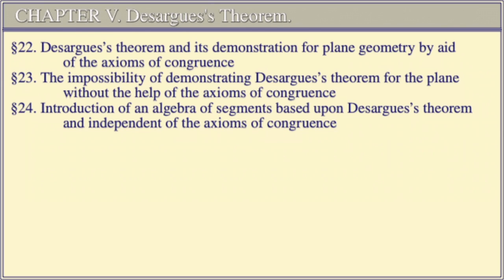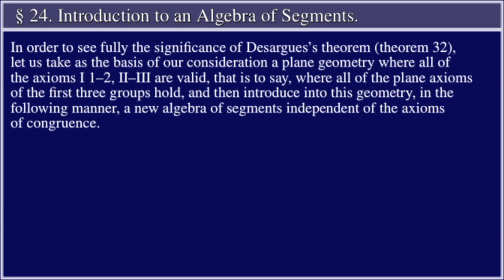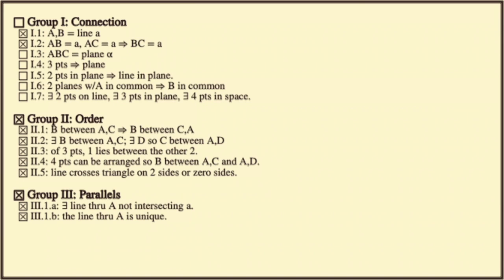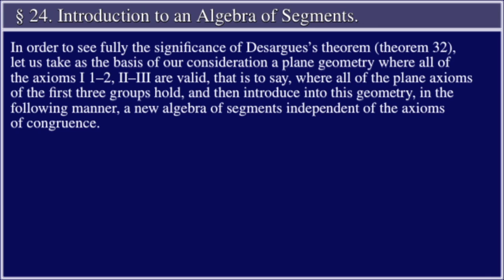Chapter 5, Desargues' Theorem. Section 24, Introduction of an Algebra of Segments based upon Desargues' Theorem and independent of the axioms of congruence. In order to see fully the significance of Desargues' theorem, Theorem 32, let us take as the basis of our consideration a plane geometry where all of the axioms of groups 1, 2, and 3 are valid. That is to say, where all of the plane axioms of the first three groups hold, and then introduce into this geometry, in the following manner, a new algebra of segments, independent of the axioms of congruence.